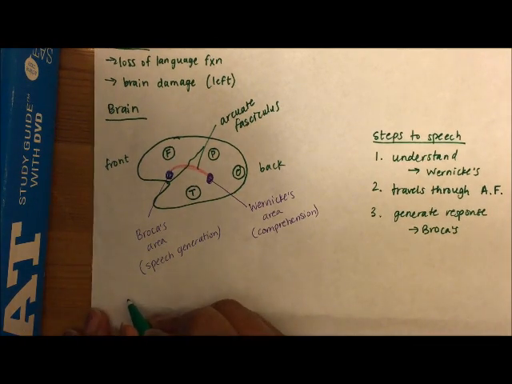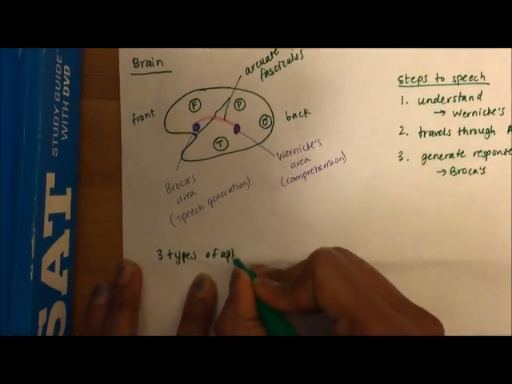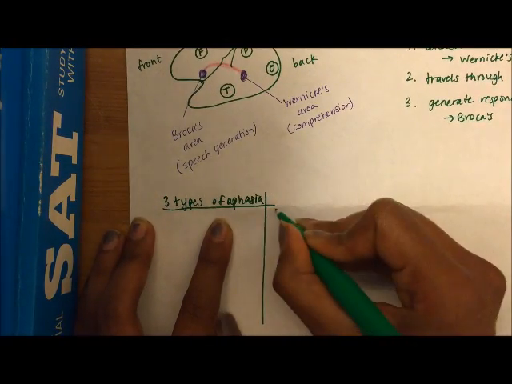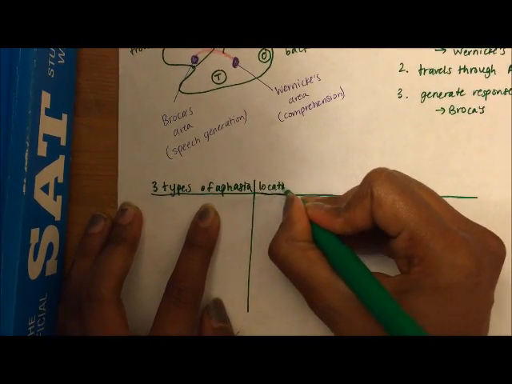So let's discuss three different types of aphasias. And while we discuss it, I'm going to create a table, and I'll also say location of damage.